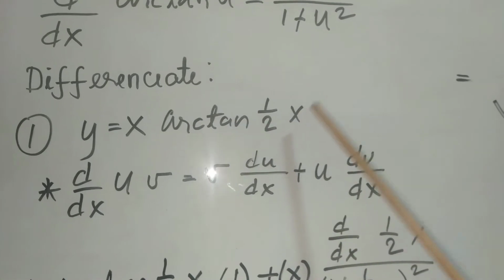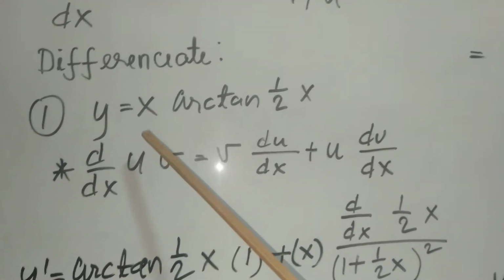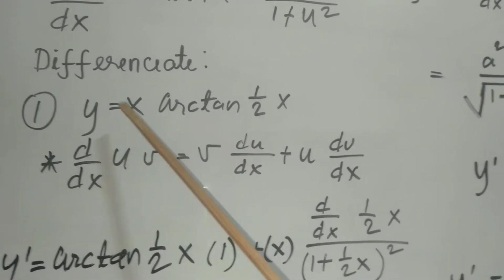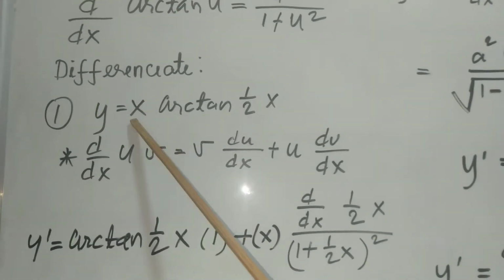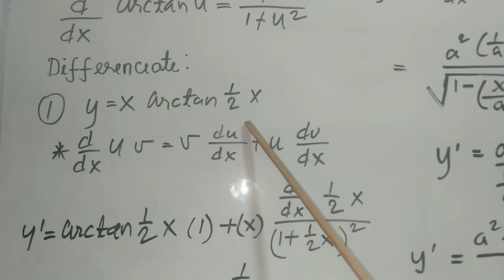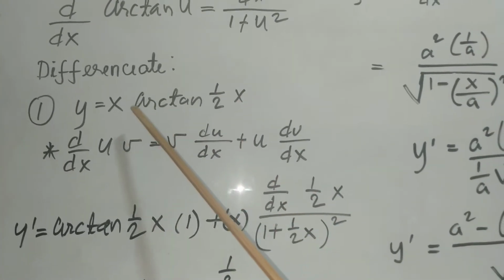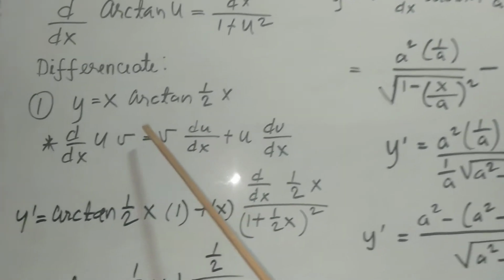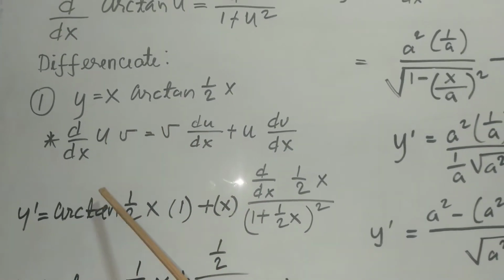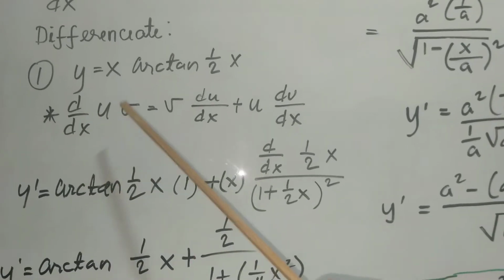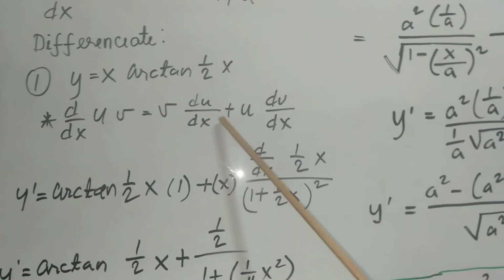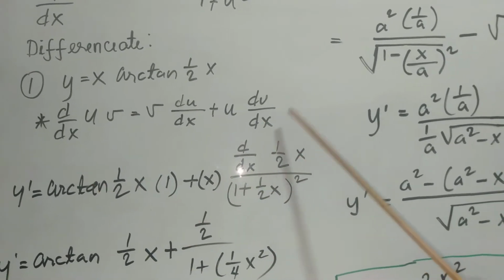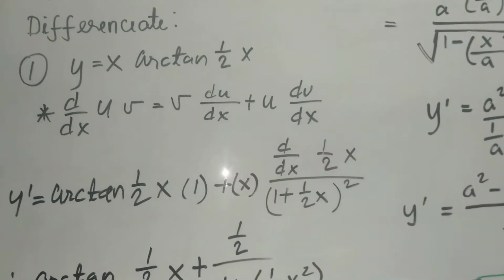But first, as you will notice, we have two factors here, x and arctangent 1/2 x. So, to solve this kind of problem, we're going to use the product rule. Our product rule is the derivative of uv is equal to v du over dx plus u dv over dx. So, we're going to apply this product rule here.